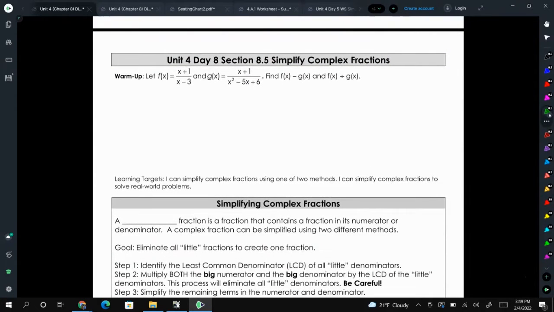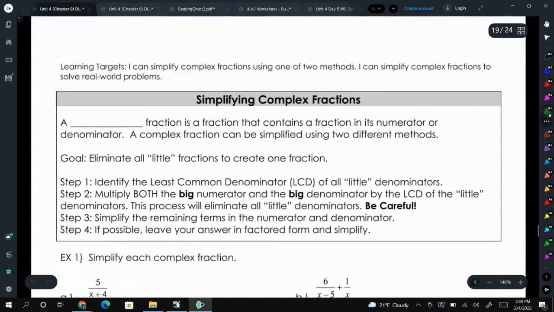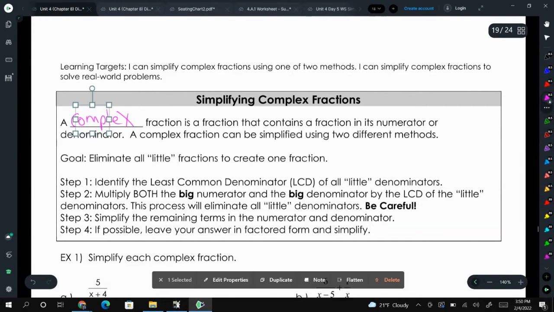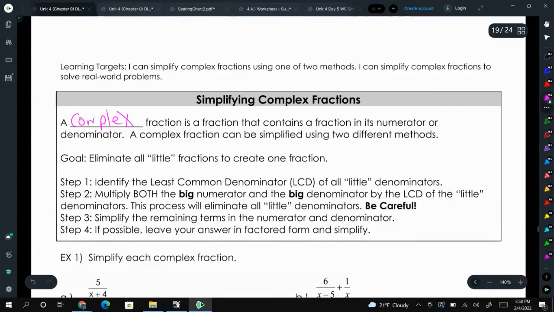What we're going to do today is work on simplifying complex fractions. Now, a complex fraction is a fraction that has a fraction or fractions in it. So a complex fraction is a fraction that contains a fraction in its numerator or denominator. We can go about simplifying these different ways.